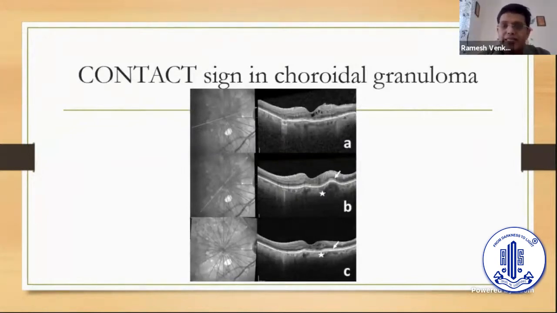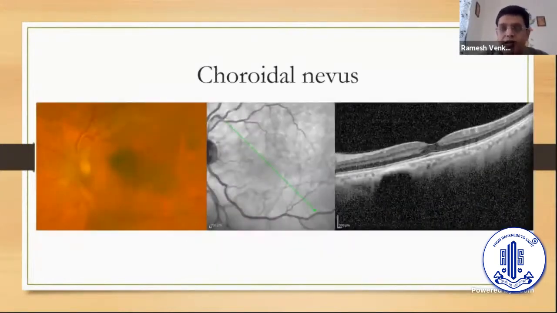Contact sign is basically because of a granuloma which is compressing against the RPE, as a result of which there is exudate accumulation and a neurosensory detachment. And following treatment with corticosteroids or with antitubercular therapy, you can have a reduction in the choroidal granuloma and the contact sign.